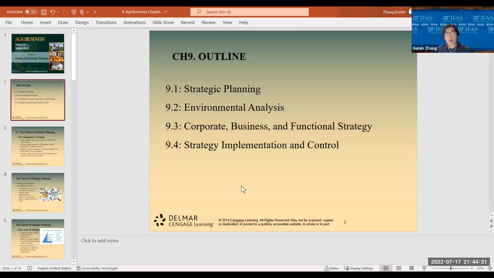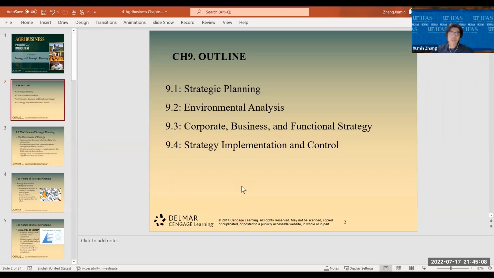Later on, we will talk a little bit about corporate strategy, business strategy, and functional strategy, again at different levels. You will see this is still strategy. At the corporate level, we set up our vision and mission. And then at the business level, we have a strategy to support our corporate goal and corporate strategy. The functional strategy will support the business strategy. We will make some examples.